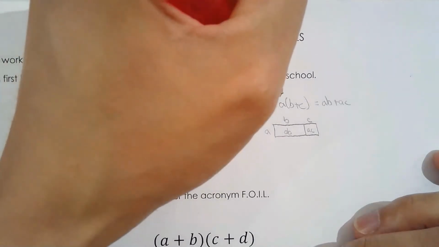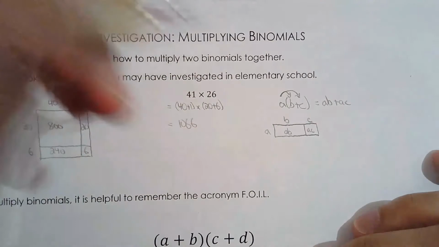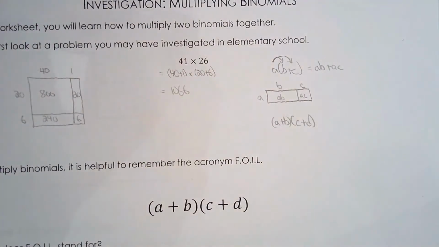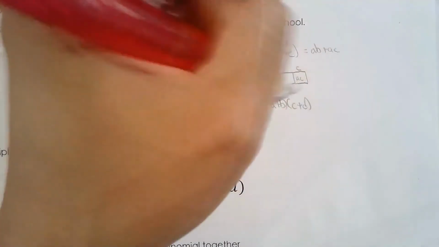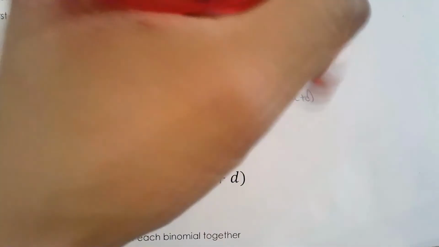You might have drawn arrows last year, something like that. So this year, instead of a monomial times a binomial, we are going to do a binomial times a binomial. I'm going to draw something very similar to my question here with 41 times 26. So A plus B, C plus D.